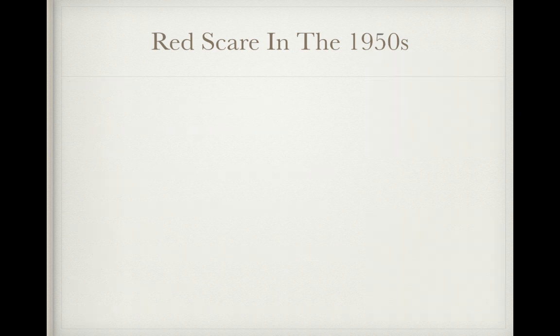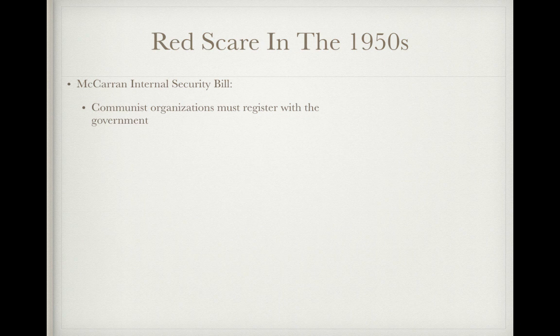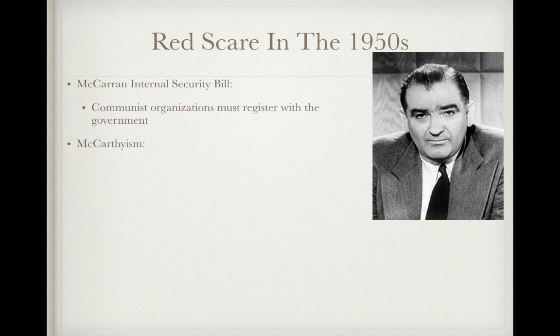Jumping over to the Red Scare in the 1950s. This is where it really heats up under Joseph McCarthy. But before that, we have the McCarran Internal Security Bill, which stated that communist organizations must register with the federal government. McCarthyism, under Joseph McCarthy, pictured here, he was seen as a demagogue, a leader or a person that capitalizes on prejudices and false claims to gain power.